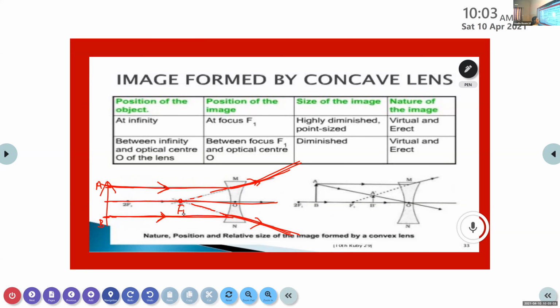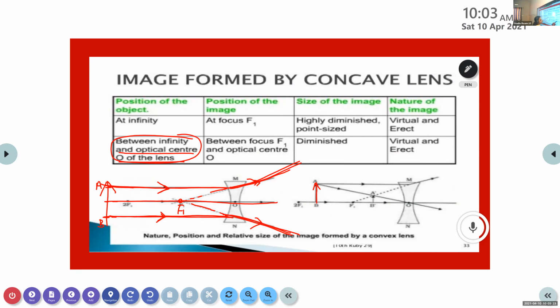Now the second case, we can say that the object can be placed anywhere between infinity and the optical center of the lens. In the second case, we can place the object anywhere between infinity and optic center. So we are placing our object here.